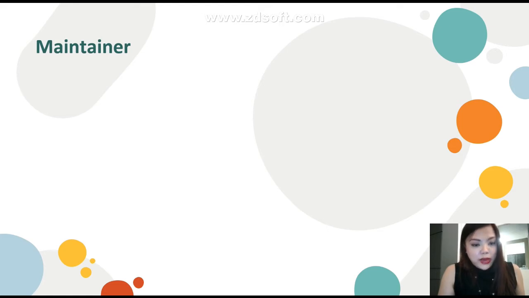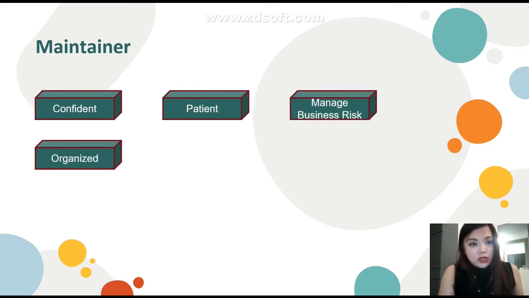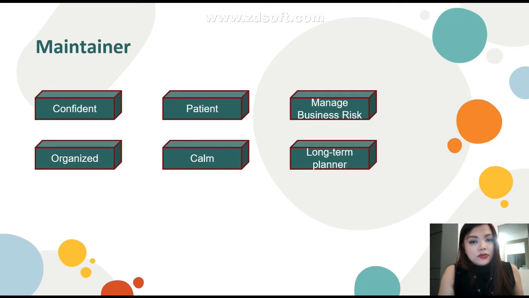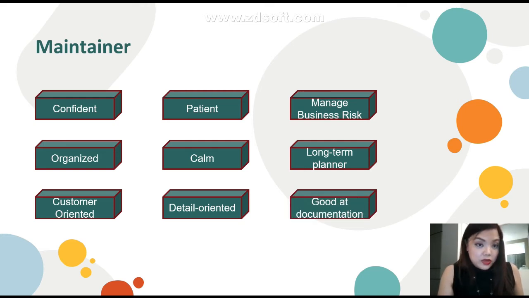This is based on my experience in the past when running a non-startup company, and how we should hire the salesperson under maintainer. There are 9 characters as well, and you may notice there is some repetition of the characters, which is fine, but at least you get the gist of the maintainer sales. What are they? Confident, patient, manage business risks, organized, calm, long-term planner, customer-oriented, detail-oriented, good at documentation.